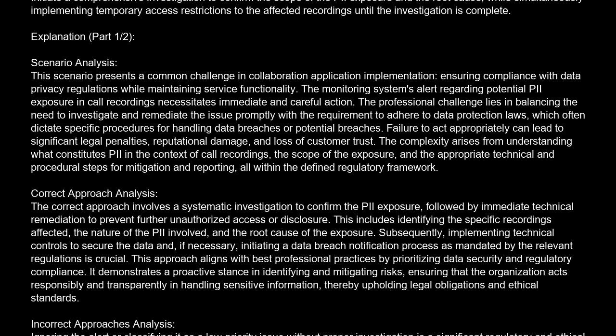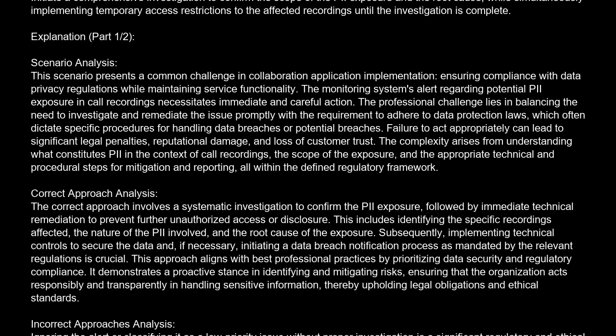Failure to act appropriately can lead to significant legal penalties, reputational damage, and loss of customer trust. Complexity arises from understanding what constitutes PII in the context of call recordings, the scope of the exposure, and the appropriate technical and procedural steps for mitigation and reporting, all within the defined regulatory framework.